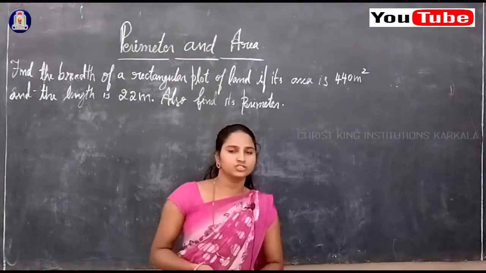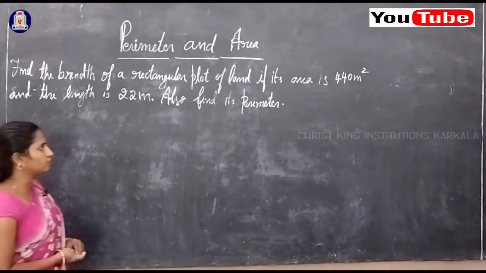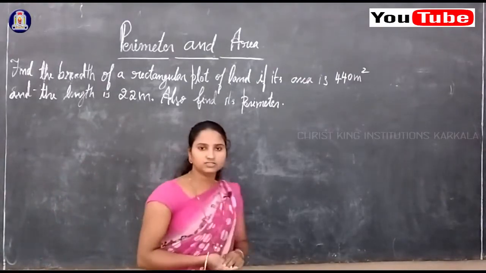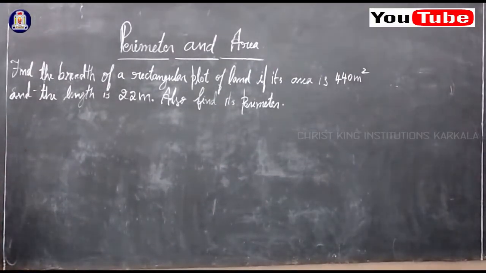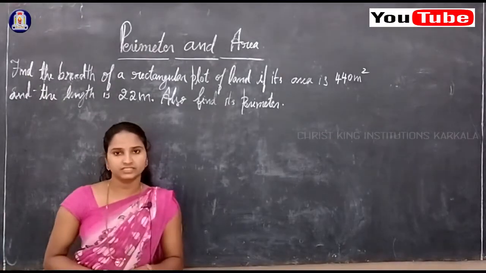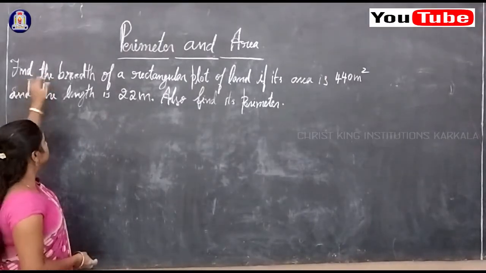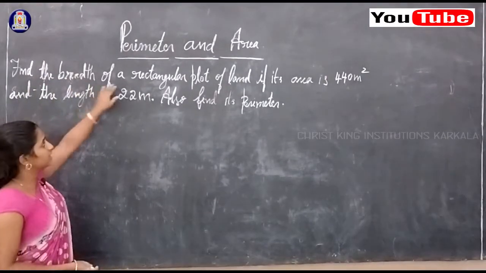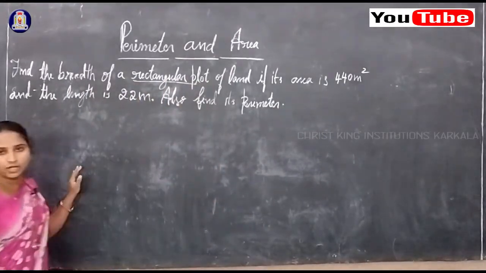Okay. The next question, that is C. Find the breadth of the rectangular plot of land if its area is 440 meters square and the length is 22 meter. Also find its perimeter. So first what you have to do, find the breadth. Okay. So rectangular plot, you know, that is a rectangular shape.